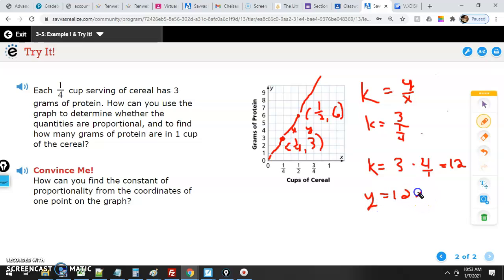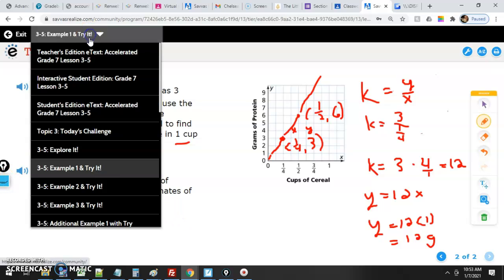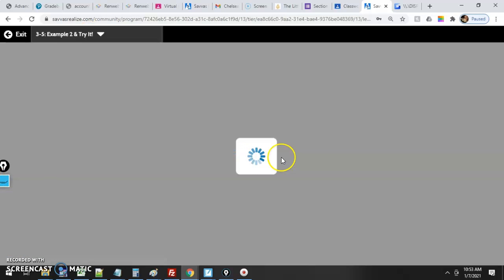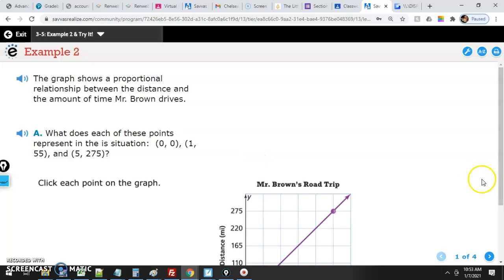All right, and so if we have 1 cup of cereal, now that we determined the equation, we can do 12 times 1 is equal to 12. So there's going to be 12 grams of protein for 1 cup of cereal. All right, hopefully that makes sense to you guys. Let's check out example 2 here real quick.